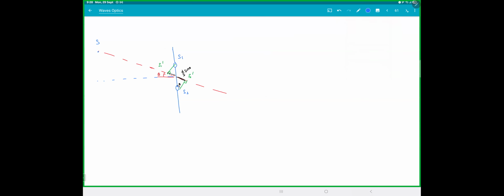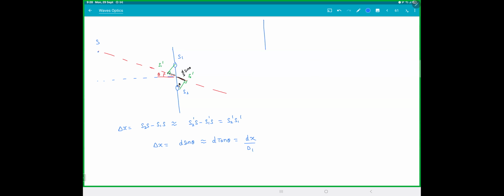Then we will say here the path difference, delta x, you want S2S minus S1S, which can be approximately written as S2 dash P minus S1 dash S, which is S2 dash S1 dash. So delta x will be d sine theta. Since it is very small, you can write this as d tan theta, which is nothing but dx by d1. Isn't that the same story which you're going to write on the right-hand side?